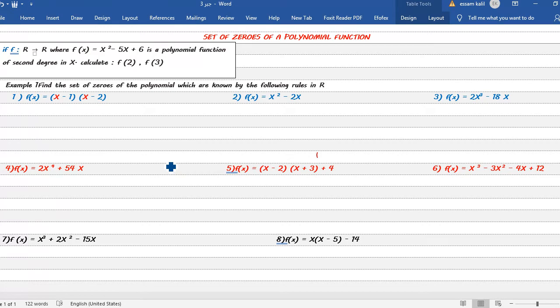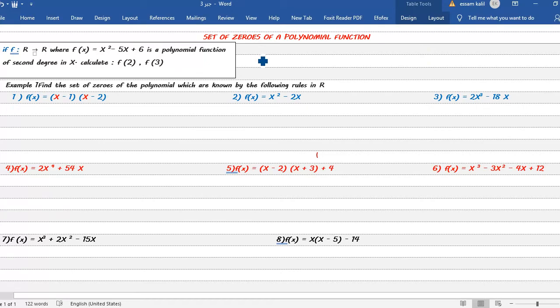اليوم هنكمل دروس الجبرا sets of the zeros of the polynomial function starting from the first example. هنبدأ بأول example. بيقول لي if R2R where f of x equal x power 2 minus 5x plus 6 is the polynomial function of the second degree in x. Calculate the f of 2 and the f of 3.